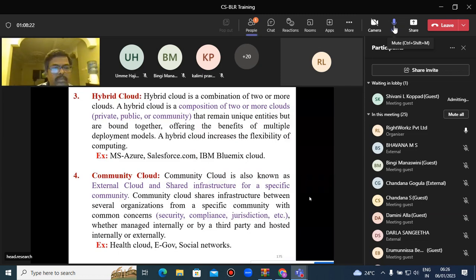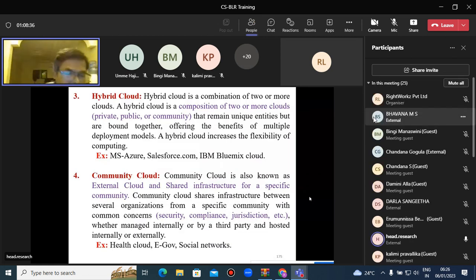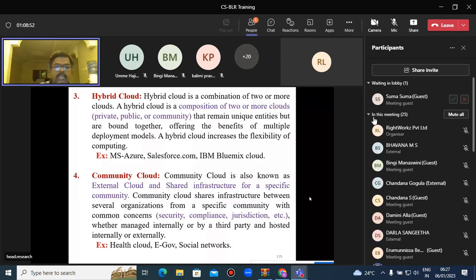No, sir. Hybrid cloud is a combination of private and public cloud. 50% of employees are giving service to the public and 50% are not giving service to the public. Community cloud means only community people use that cloud. It is also known as external cloud. Examples: health cloud, e-government cloud, social networks, etc.